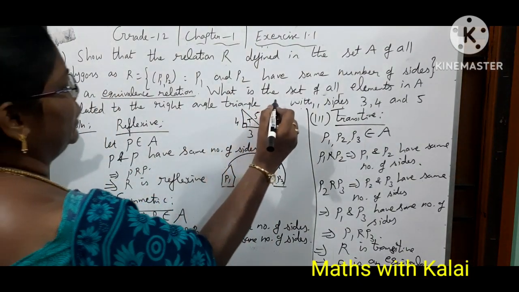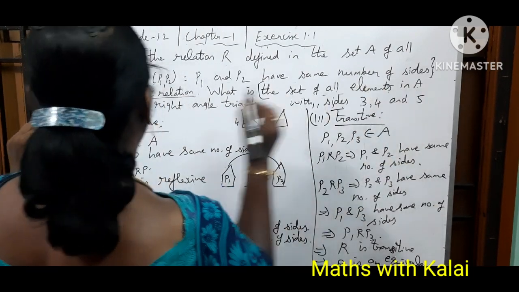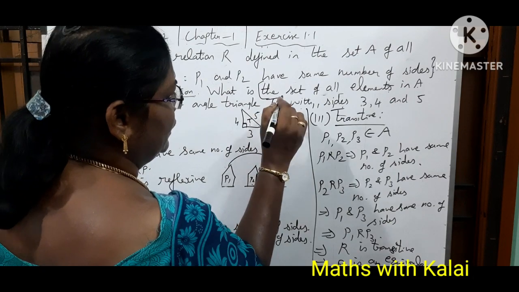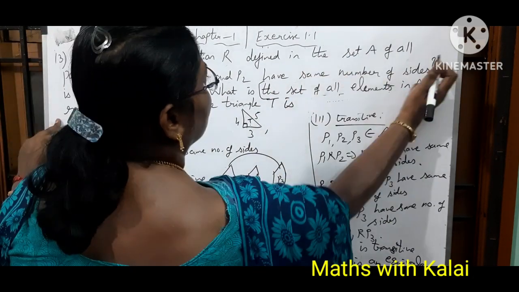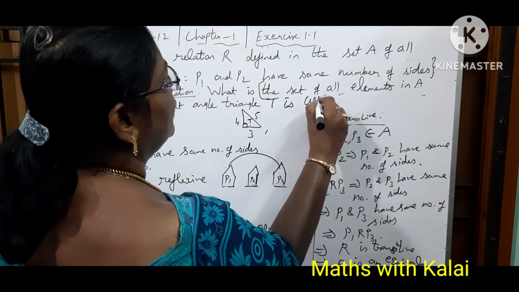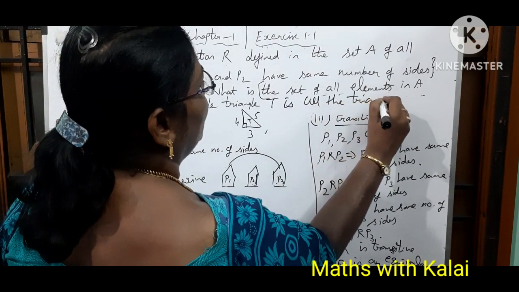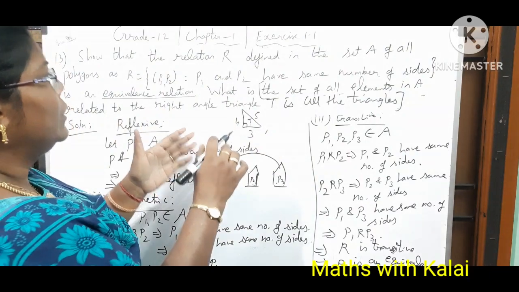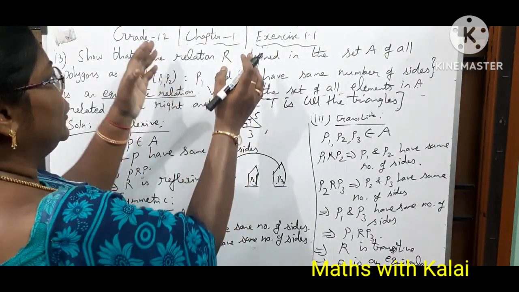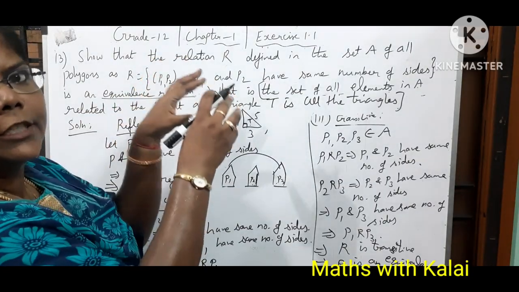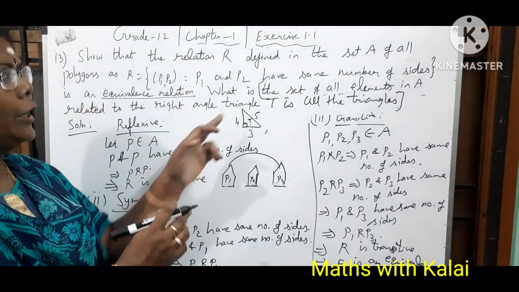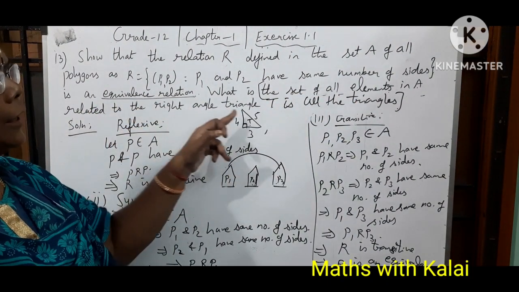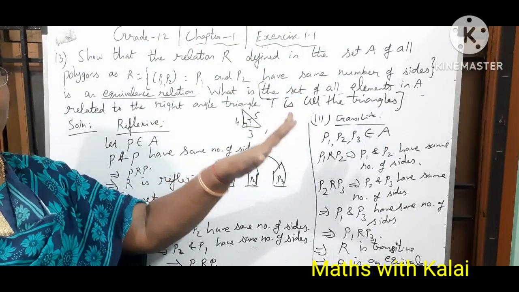So the answer for this: the set of all elements in A related to the right angle triangle T is all the triangles. Wherever you have triangles, every one of them will be the pair for the given right angle triangle, so that the two together belong to your relation and satisfy it. This is what you need to prove, and the answer for the second part is: the set of all elements in A related to the right angle triangle T is the set of all triangles.